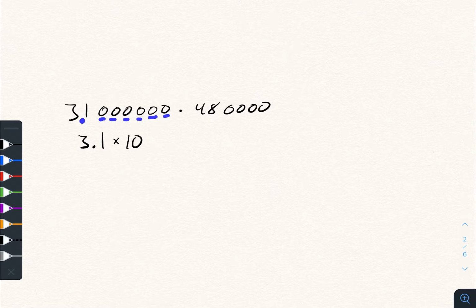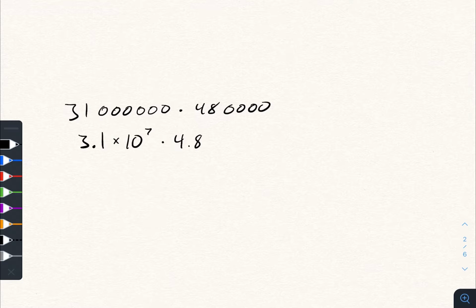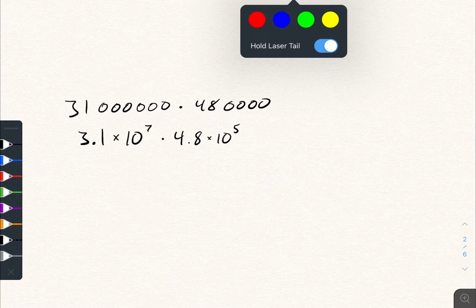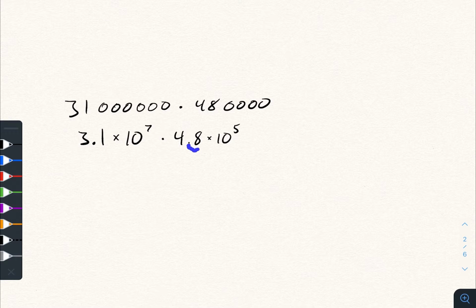And then we're going to move the decimal over one more time. So there's really 7. We multiply by 10 7 times here. Okay, so that's scientific notation for the first number. And the second one would be 4.8 times 10 to the 5th, because you would go 1, 2, 3, 4, 5, and you get the 4 zeros that way. Okay, so that's scientific notation.